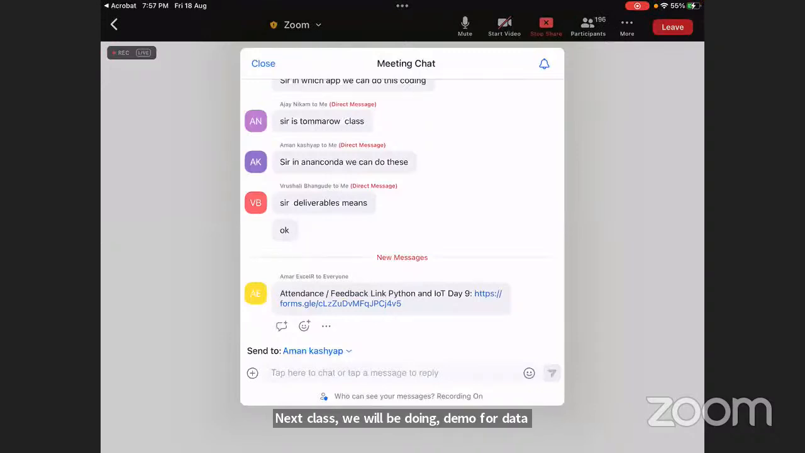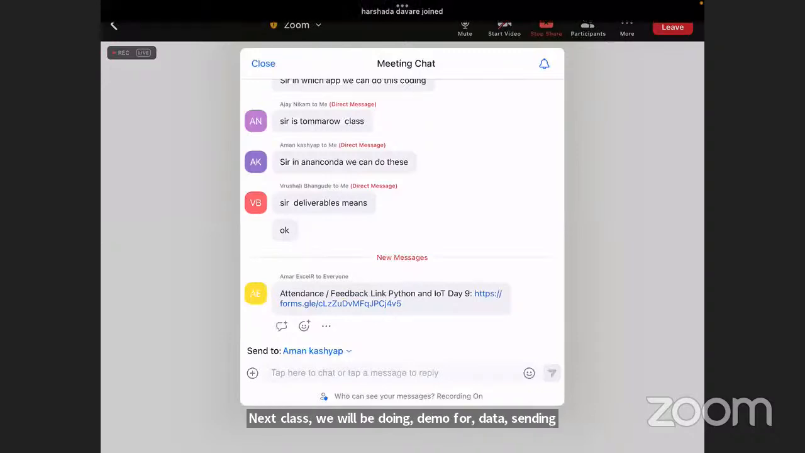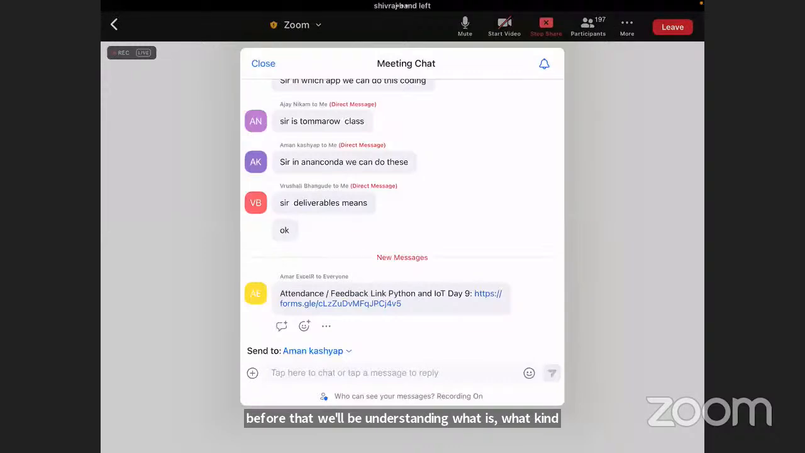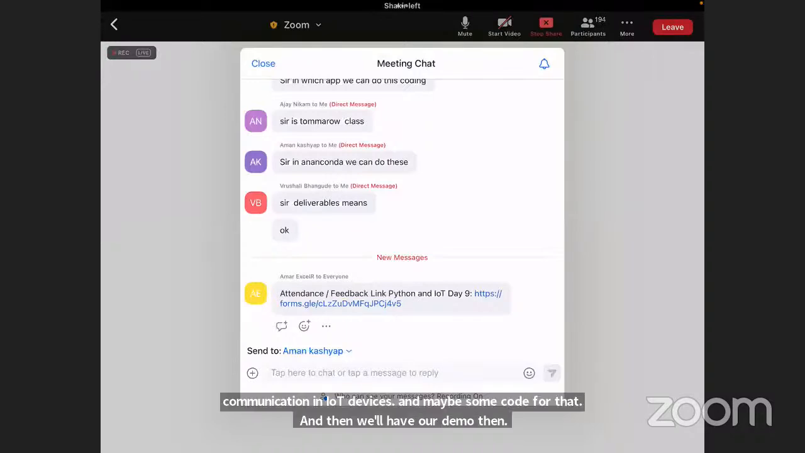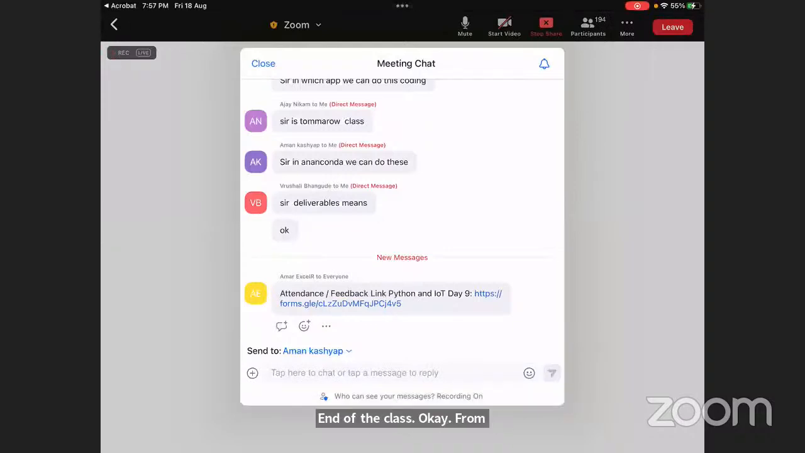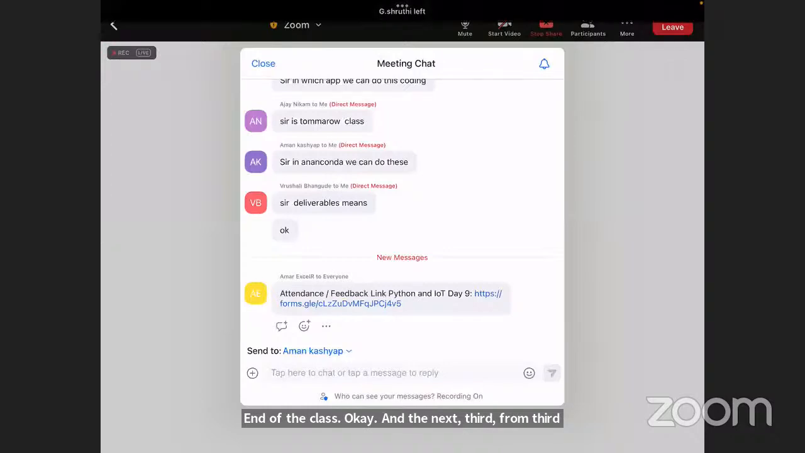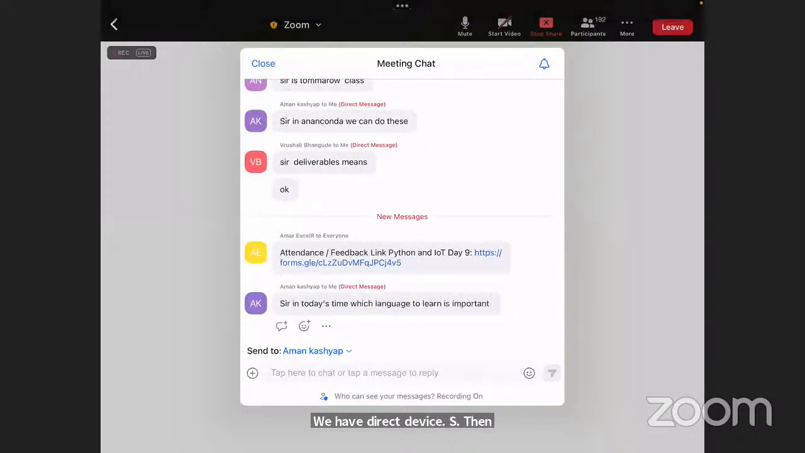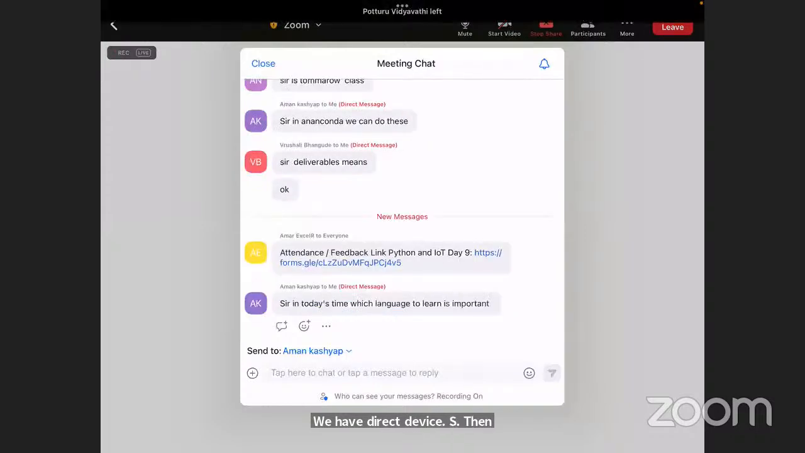In the next class, we will be doing a demo for data sending. Before that, we'll be understanding what kind of protocols we use for communication in IoT devices, and maybe some code for that. And then we'll have a demo at the end of the class. And from the third to fourth class onwards, we'll have direct device simulation, then Raspberry Pi simulation.